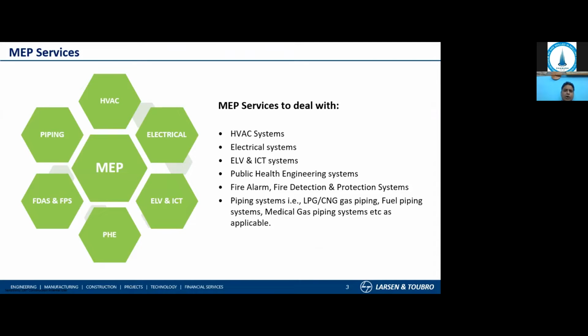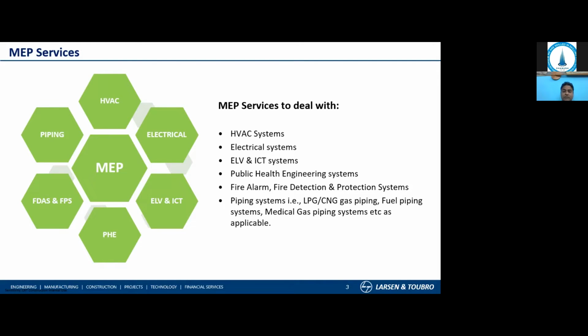You all know what MEP services get into any type of building. But just to touch upon, there are a lot of new systems coming up in many buildings and projects that we are doing as of date. There is piping systems, LPG and CNG gas piping, and fuel piping. Fuel piping is predominantly used in all airport jobs. Since we are doing a lot of medical care projects, like hospitals, medical gas piping is also one of the systems getting involved. When I started my career, these kinds of systems were not in place. Now all the systems, slowly, one by one, are getting into the building.